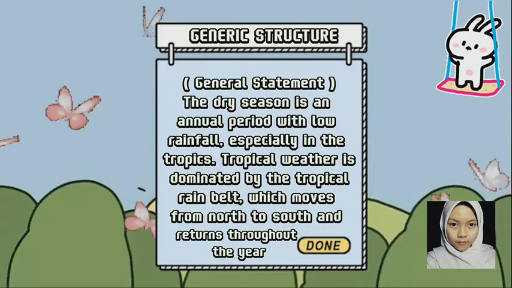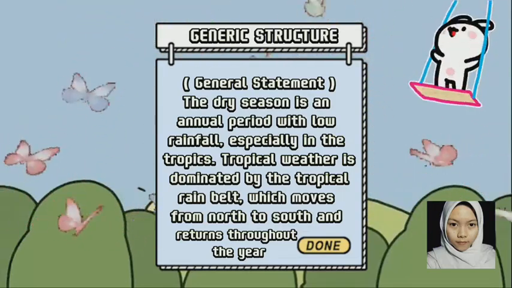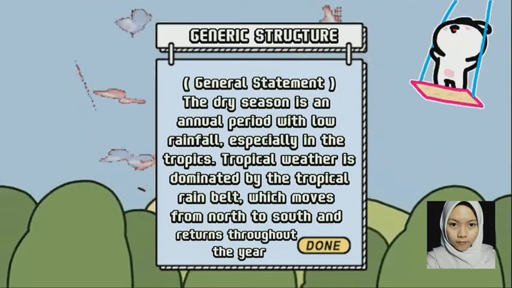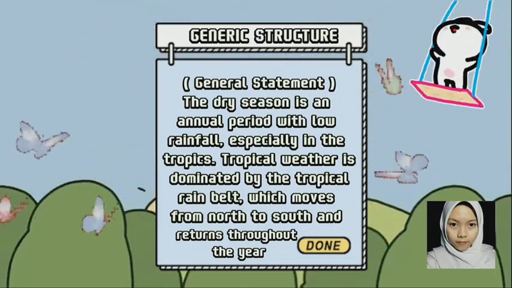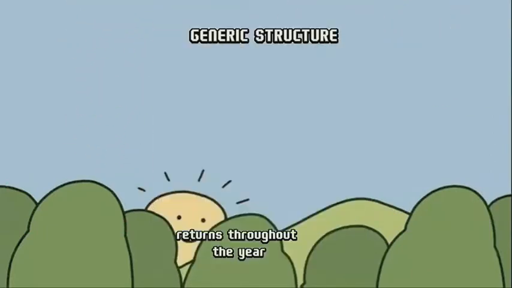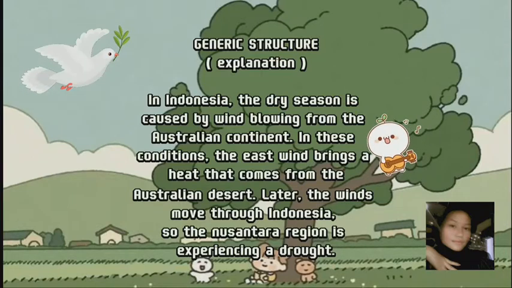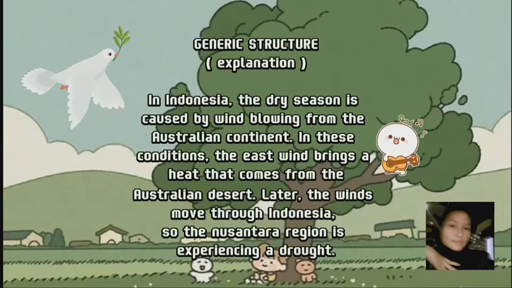The dry season is an annual period with low rainfall, especially in the tropics. Tropical weather is dominated by the tropical rain belt, which moves from north to south and returns throughout the year. In Indonesia, the dry season is caused by wind blowing from the Australian continent. In this condition, the east wind brings heat that comes from the Australian desert. Later, the winds move through Indonesia, so the Nusantara region experiences a drought.